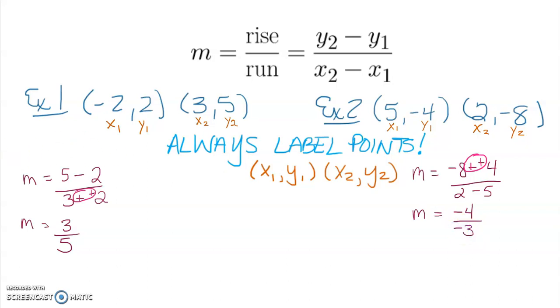Well, guess what? I have two negatives. A negative divided by a negative is a positive, so that will change signs. And our final slope is 4/3.